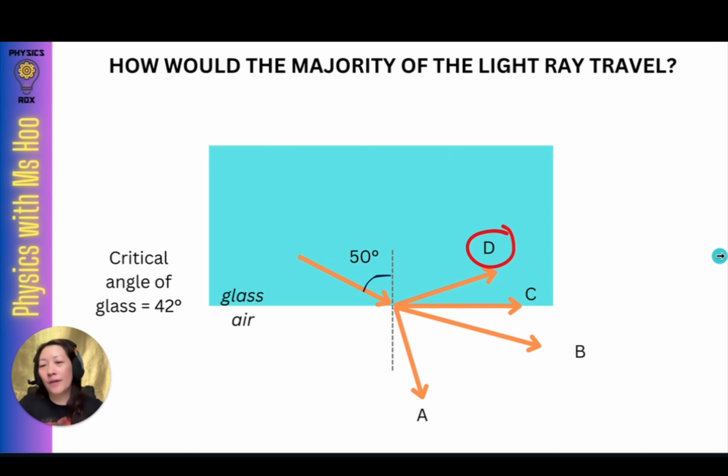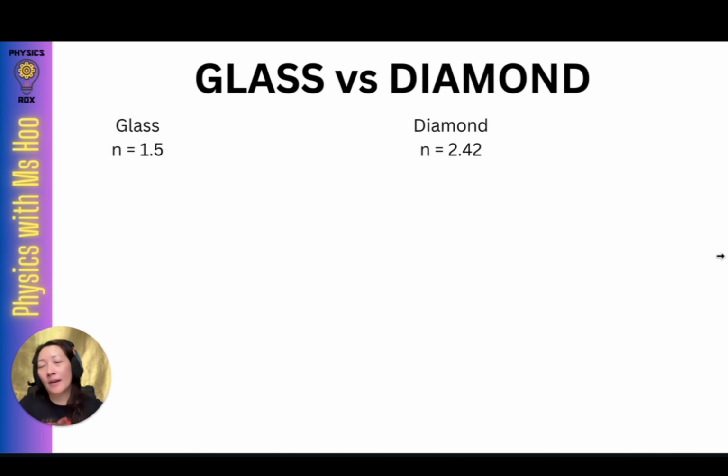Now let's look at further examples of understanding how refractive index relates to the critical angle. So we have on this slide here a comparison between glass and diamond. The value of n here refers to the respective refractive index values of glass and diamond.